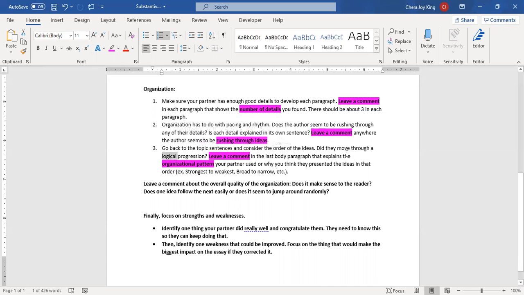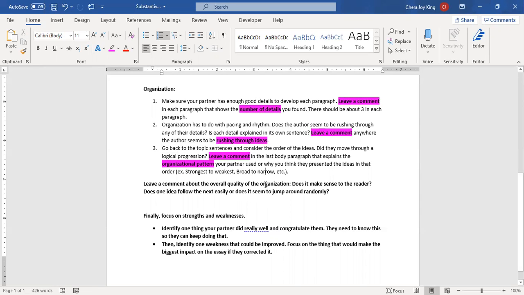Leave a comment in the last body paragraph that explains what you think the organizational pattern is. And that's like, why do you think they presented the ideas in that order? So you could say, oh, I can see that you went from like your strongest argument to your weakest argument. Or I can see that you went from a very broad, big picture down to a very narrow or specific picture. However, you can explain the organizational style however you want. There just needs to be an organizational style. So what do you think it is?